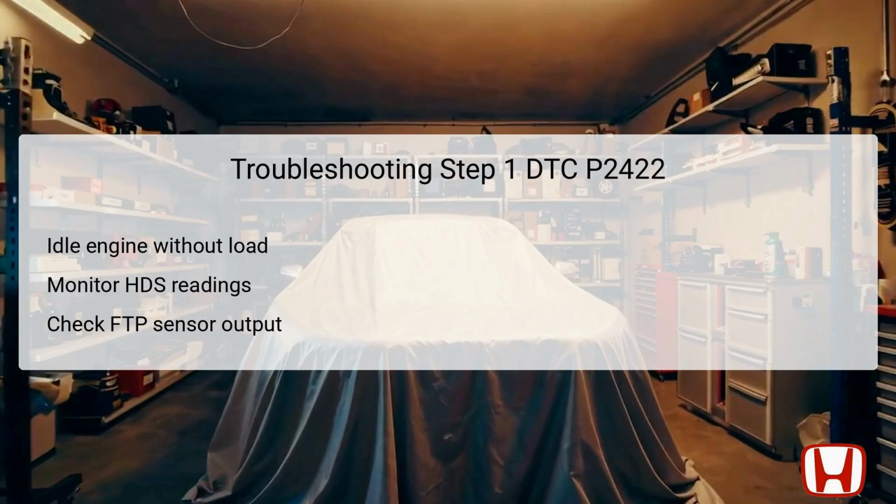The first step in troubleshooting DTC P2422 involves starting the engine and allowing it to idle without any load, meaning the vehicle should be in neutral. Next, you will need to monitor the readings using the Honda Diagnostics System, HDS, to check the fuel tank pressure or FTP sensor output. It's vital that the output value falls within the specified range of -0.67 to 0.67 kilopascals, which indicates the system is operating correctly.